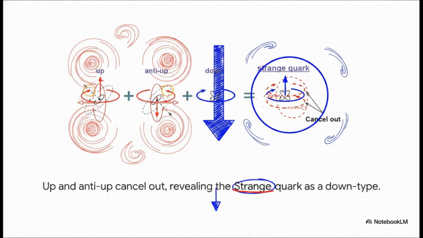If the strange quark really is built from an up, an anti-up, and a down rotation, look at the geometry. That up rotation and the mirrored anti-up rotation perfectly cancel each other out in terms of their outward properties. So what's left over? Only the down properties are visible. This is a huge revelation. It completely explains why the strange quark behaves exactly as a down-type quark on the outside, even though it's secretly carrying all this highly complex, hidden internal structure.